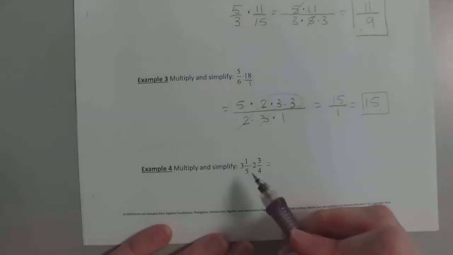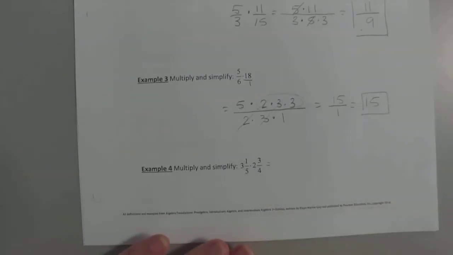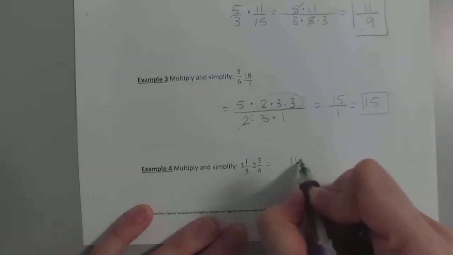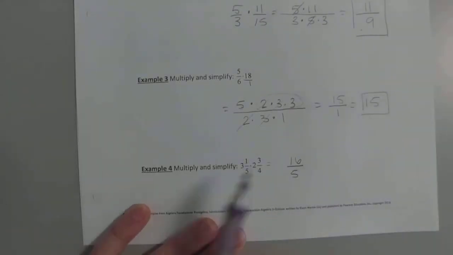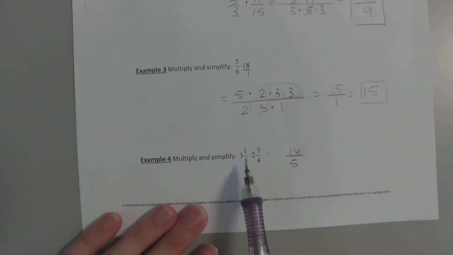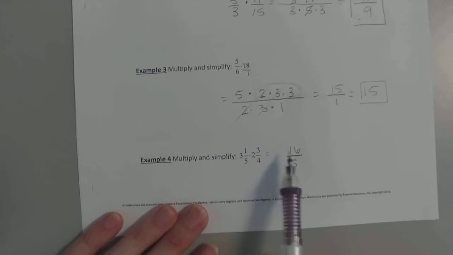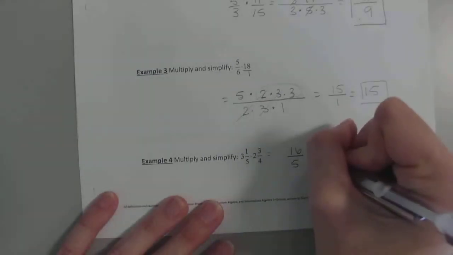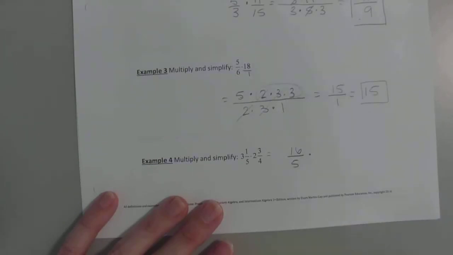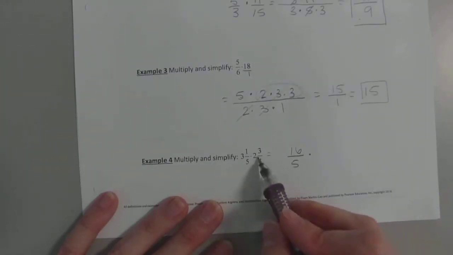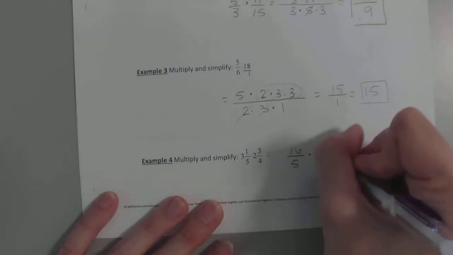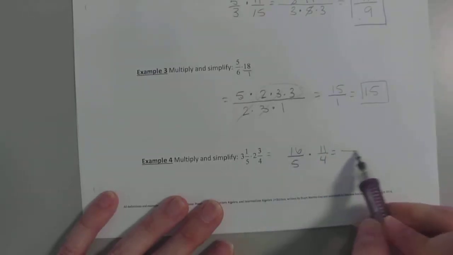Change them both to improper fractions, all right? What will 3 1/5 change to? 16 fifths. How do we do that? 5 times 3 is 15 plus 1 is 16 over the same denominator. And then what's 2 3/4 change to? 11/4, because 4 times 2 is 8 plus 3 is 11.